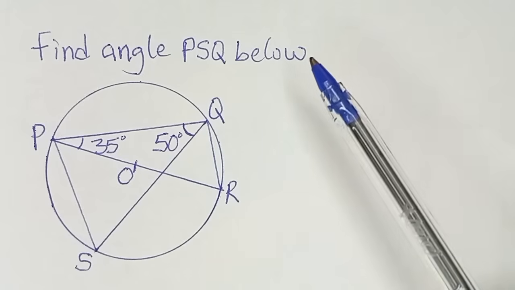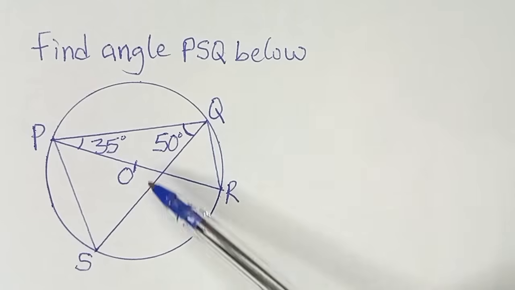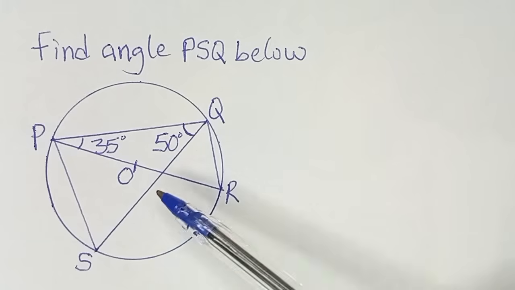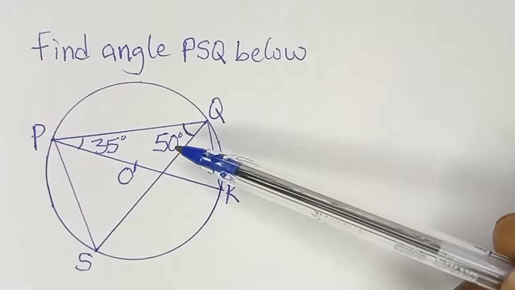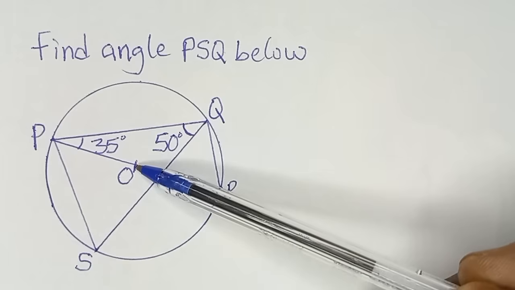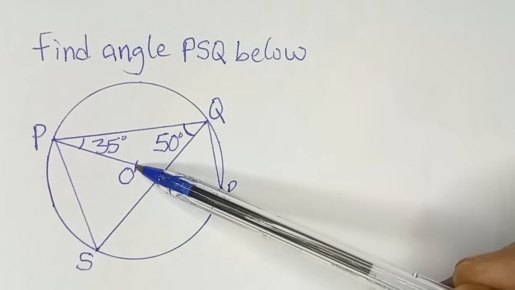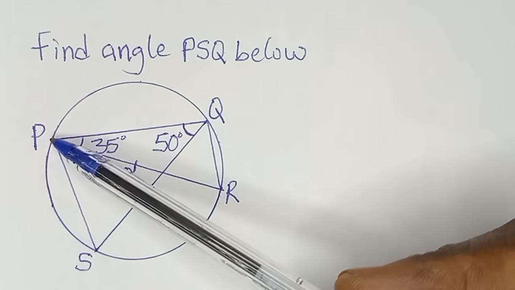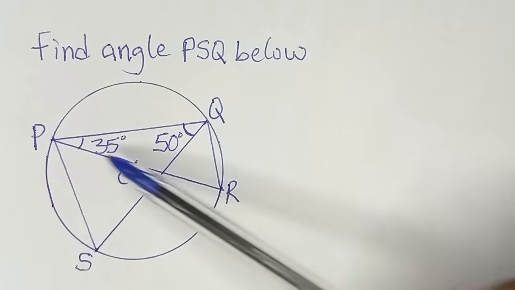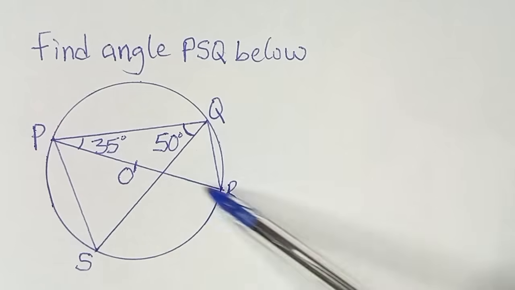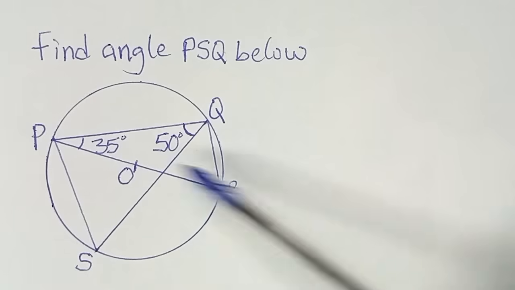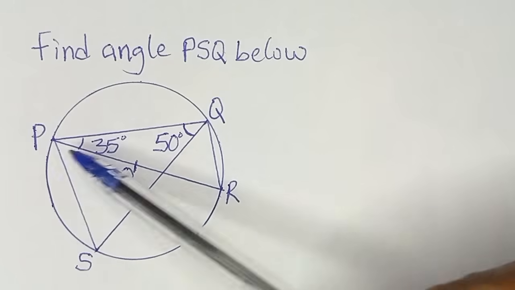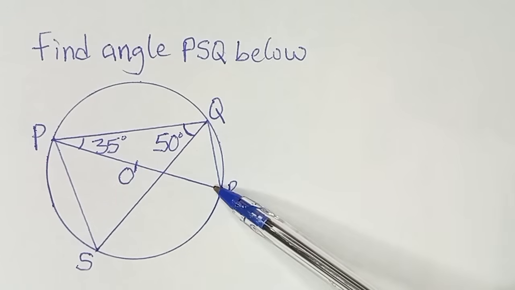The question here on circle geometry is asking us to find angle PSQ. We're going to be applying certain circle theorems to solve it. The first thing to look at is the center of the circle. This line PR is passing through the center of the circle O, which means PR is a diameter of the circle.